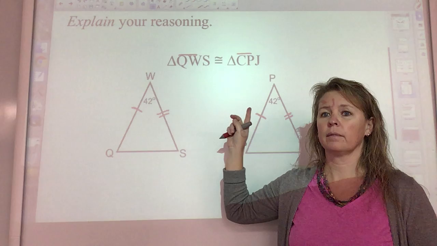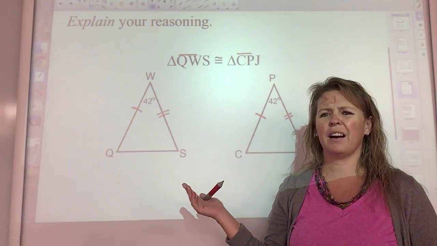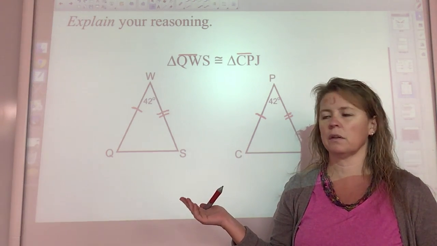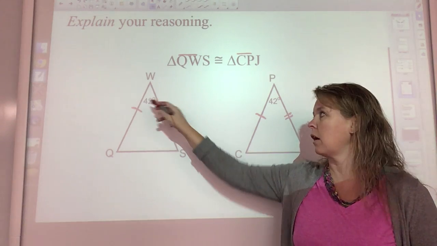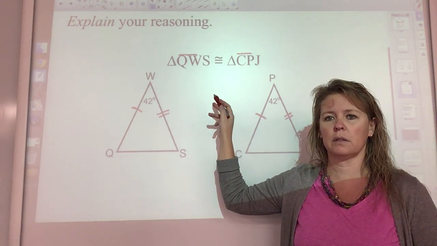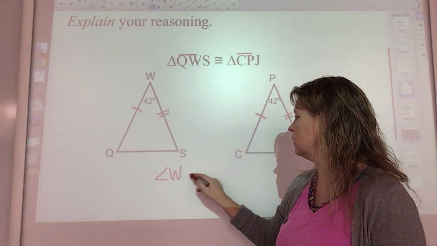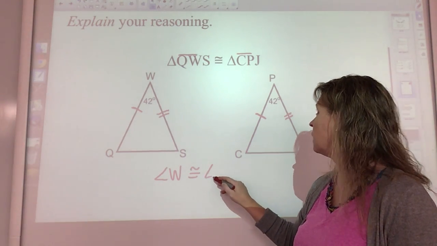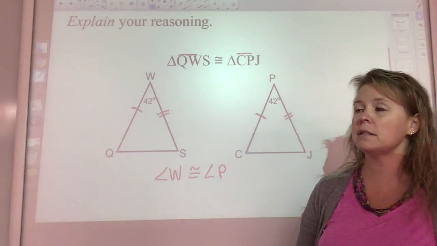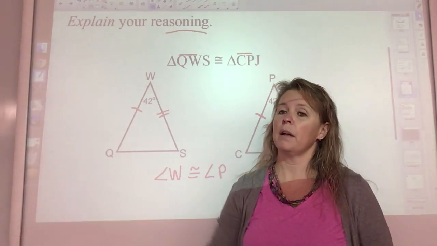They're not yet. I know you're looking at that like, yeah, they are. They're both 42 degrees. That makes them congruent. They're both 42 degrees, but there are no arc marks on there meaning congruent. We have to actually say angle W is congruent to angle P, and we need a reason for that. Explain our reason for that.